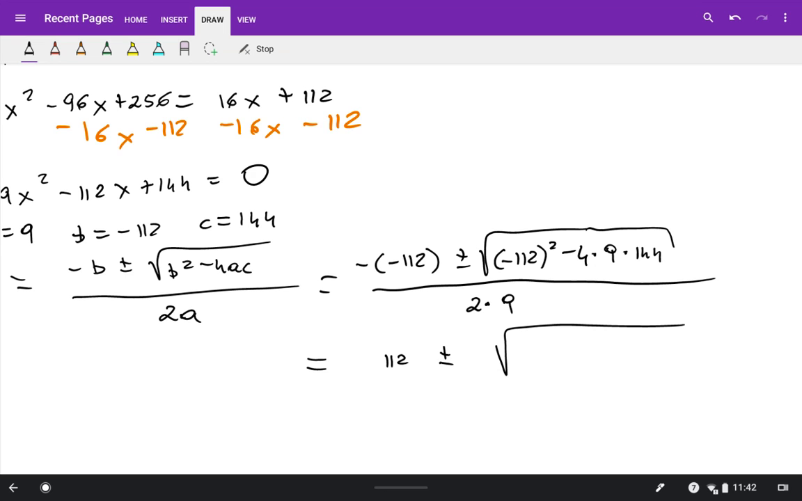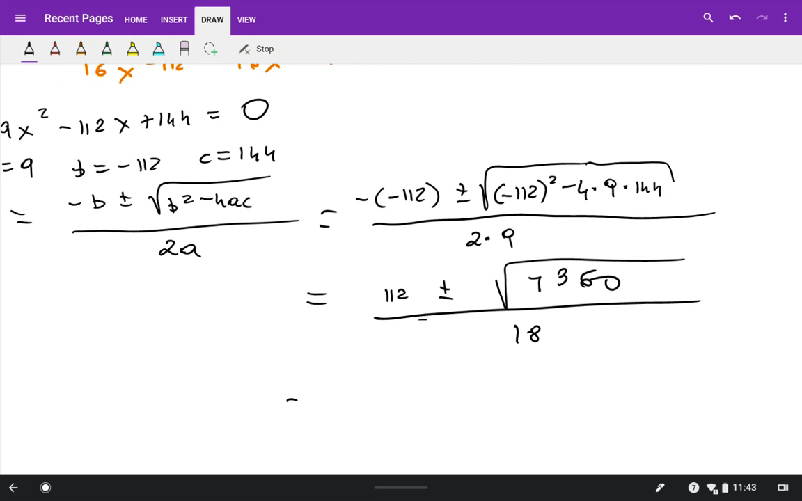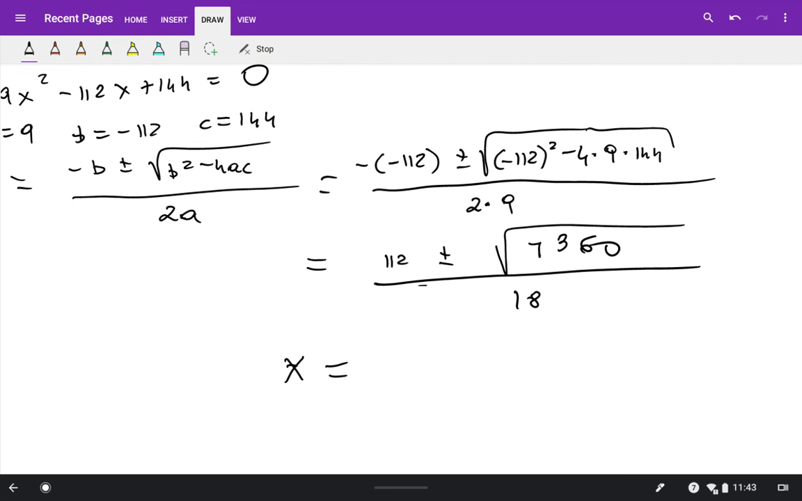Okay, this one minus this one. So under the square root, I end up with 7,360 divided by 18. So now let's break it down into two solutions. The first one would be x equals 112 plus, let's see if we can take the square root of 7,360. Irrational. I'm not sure if I solved that correctly.